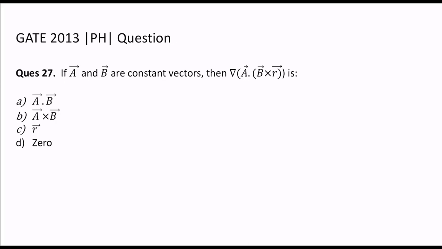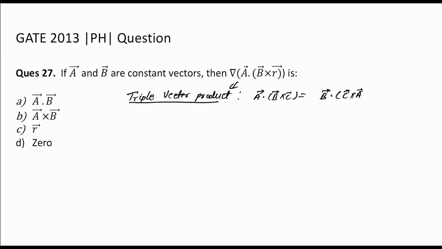In order to solve this question, there are different approaches, but the one approach which I will follow is the triple vector product approach. To simplify this identity, the triple vector product is that if we have three vectors A, B and C, then A dot B cross C is equal to B dot C cross A is equal to C dot A cross B. These are the cyclic properties; in cyclic manner we do this triple vector product.